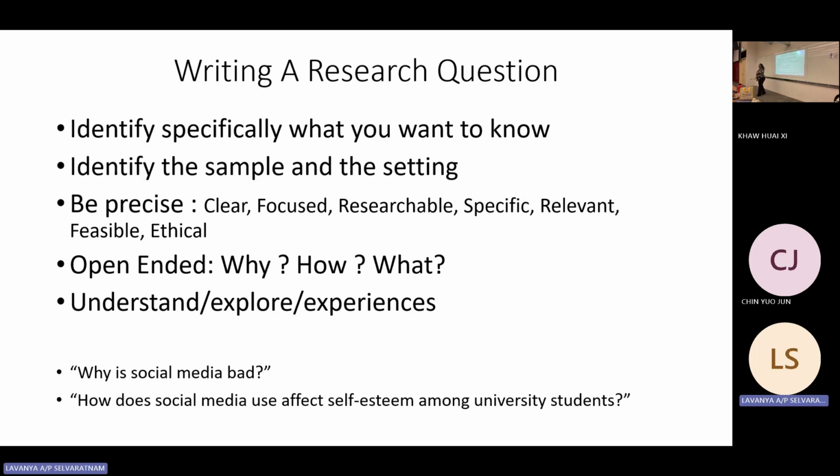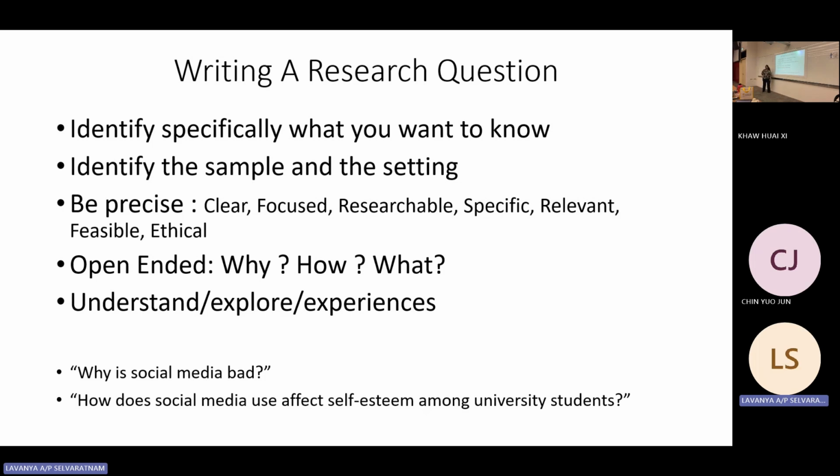I had a student who wanted to do research on orang aslis, undergraduates pursuing their degrees. My student did that for his thesis. It was difficult to get samples, but he managed to do it. Undergraduates who are orang aslis, it's tough. And of course, you want it to be ethical. So you want to understand, explore, and experience.